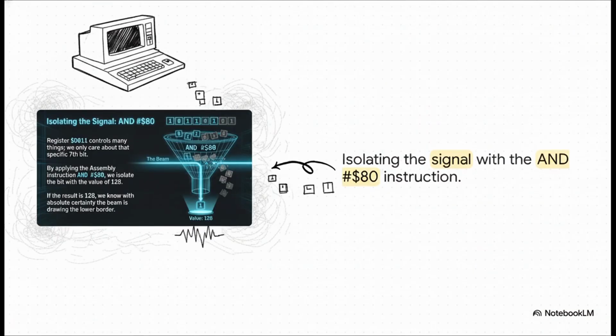Register D011 is full of other data you just don't care about, so programmers use the assembly command &80. This acts like a filter, stripping away all the noise and isolating that specific value of 128. If the result is exactly 128, you know with absolute certainty that the beam is currently in the lower zone.